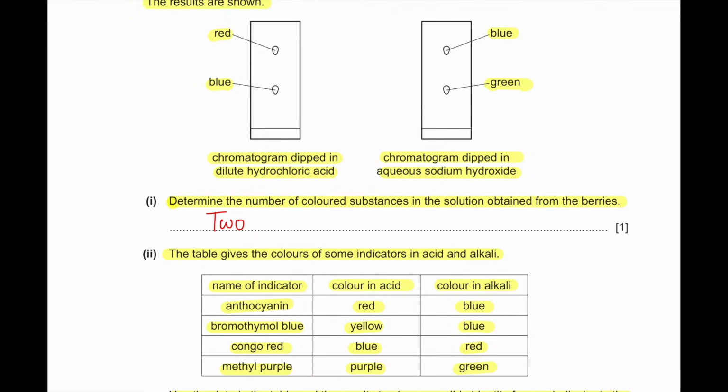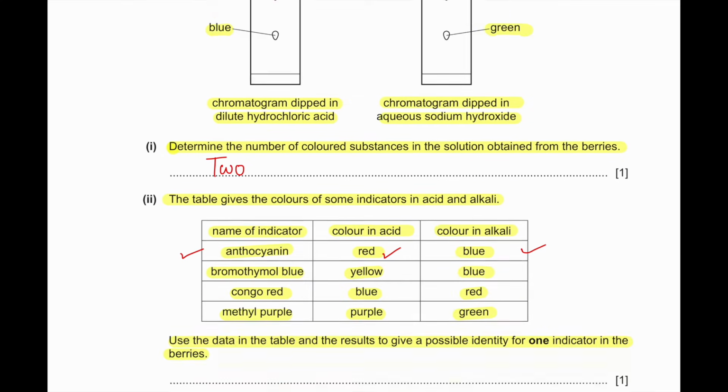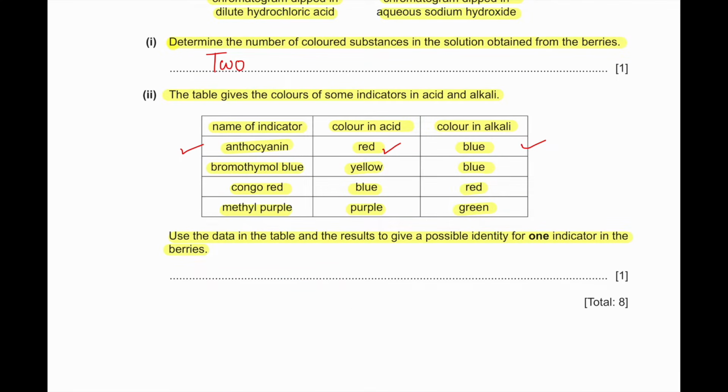Okay, so let's try. The indicator that turned red in the hydrochloric acid also turned blue in the sodium hydroxide. So red in acid, all right, so it can be anthocyanin, and it was blue in alkali, so it can be anthocyanin.